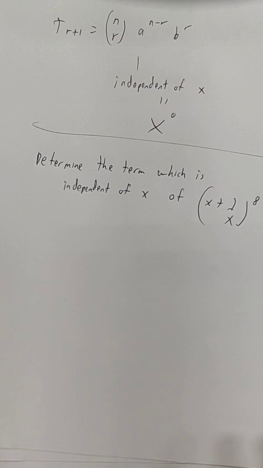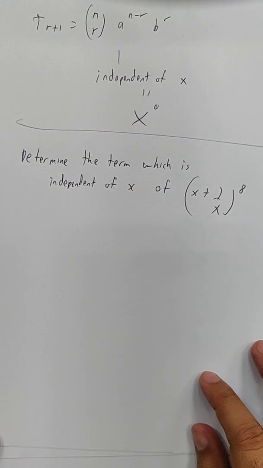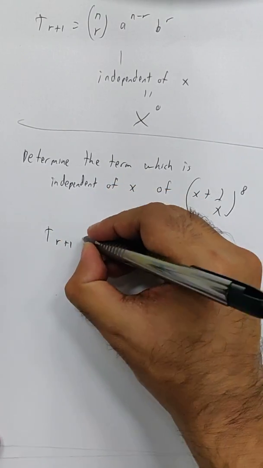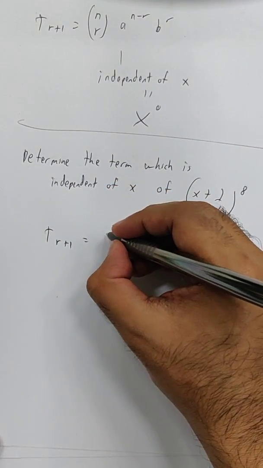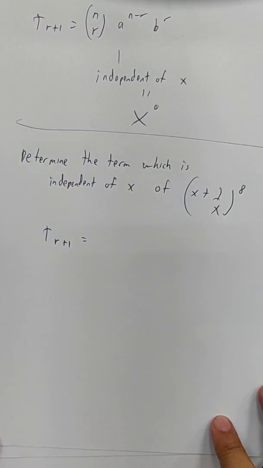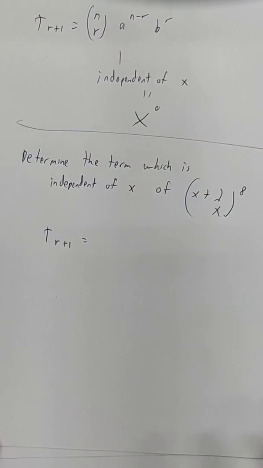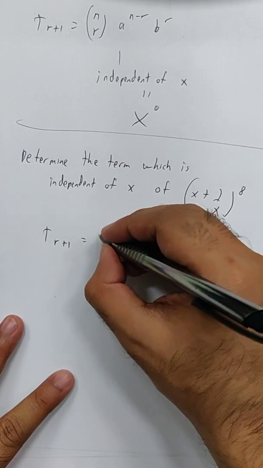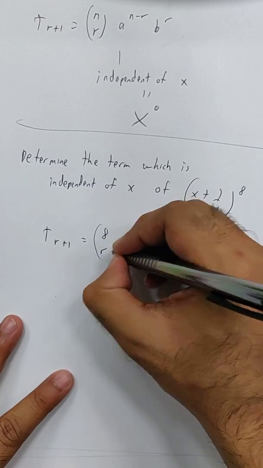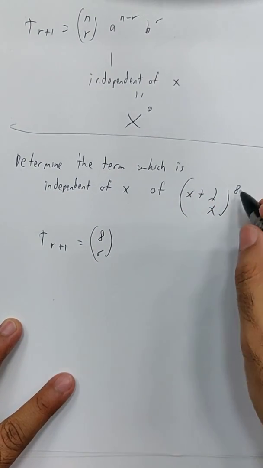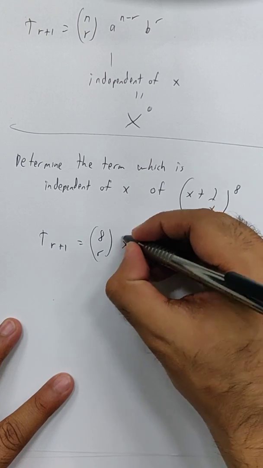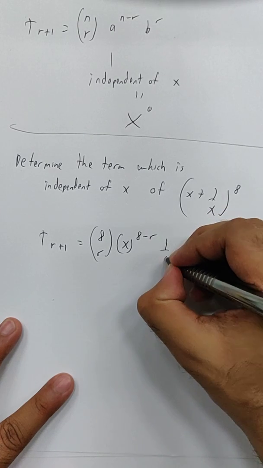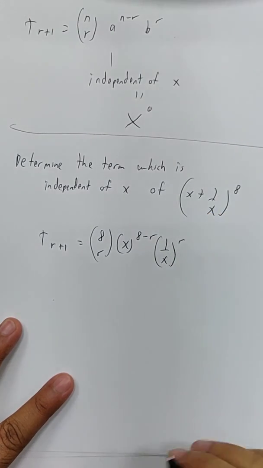You understand that one? Or do you have no idea yet, sir? Okay, fine. So we apply T_{r+1}. Can you expand it on your own? I'll wait for you one minute. If you try to expand it, 8Cr, I have no idea about r, we know the n. So 8Cr x^(8-r) (1/x)^r, still r.